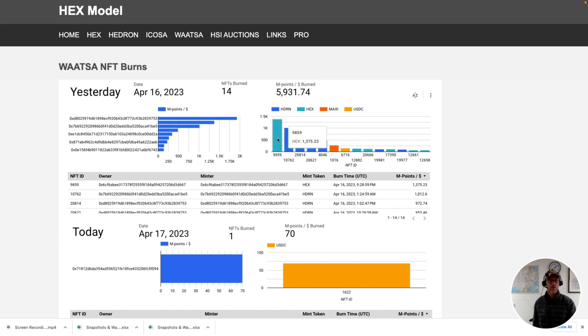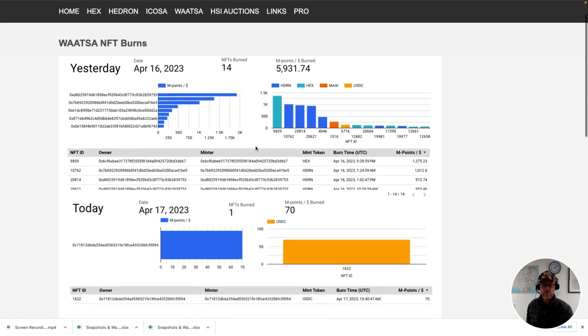Wonderful. And then you can see what token, or what currency, if I'm not mistaken, purchased the Watsa. So quite a few Hex, of course. Hex, Hedron. Correct me if I'm wrong in the comments, if you don't mind, but I think this was probably the currency that purchased the Watsas. And then today.